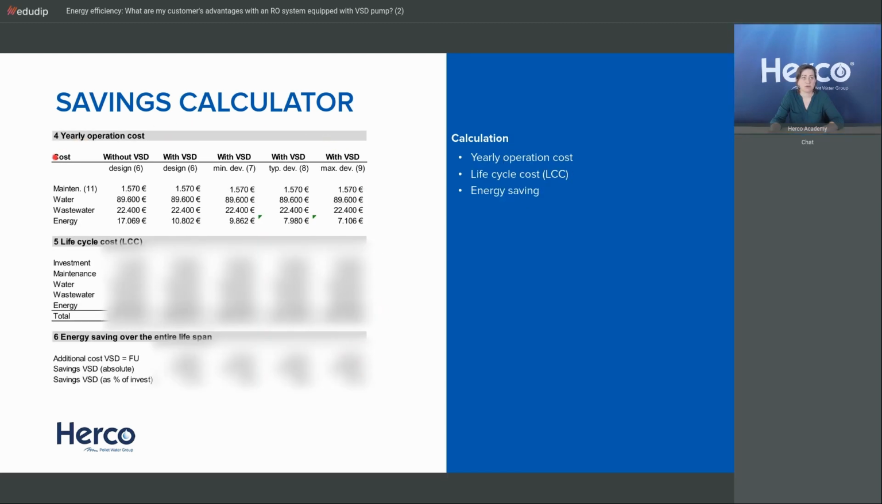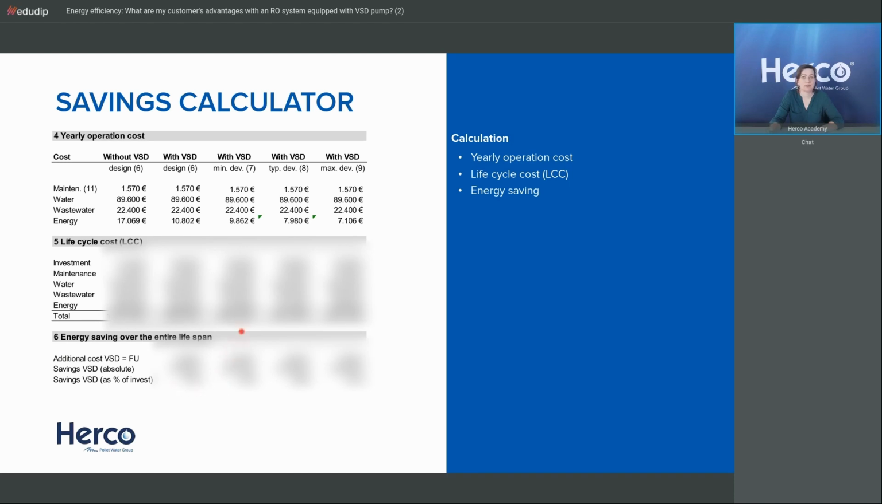Now, we had a look at the yearly operation cost. We also have a life cycle cost. The life cycle cost includes the investment, maintenance, water, wastewater, energy over the lifetime of the unit, the lifetime that you fill in at the beginning. And we show you the energy saving over the entire lifespan. So we give the additional cost of the VSD unit. We give the energy savings over the lifetime, and we give the savings as a percentage of the total investment, so percentage of the unit.